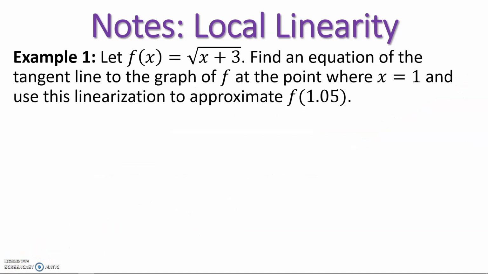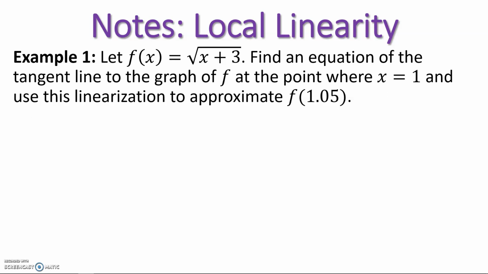All right, example 1. Let f of x be the radical function, the square root of x plus 3. Find an equation of the tangent line to the graph of f at the point where x equals 1 and use this linearization to approximate f of 1.05.